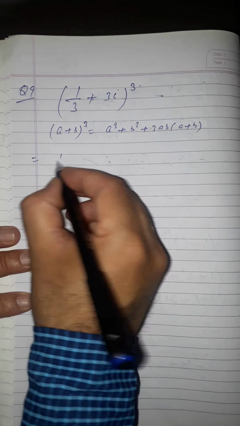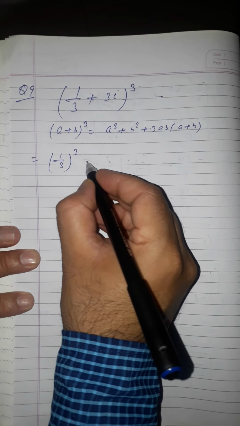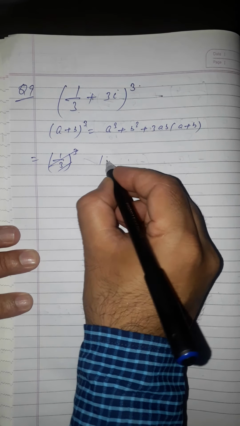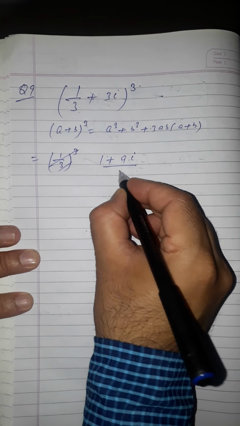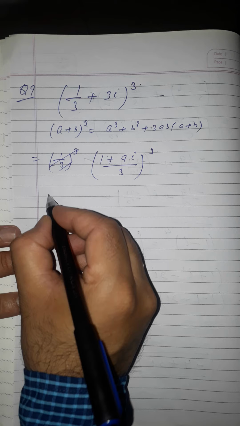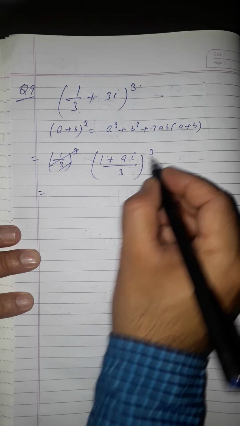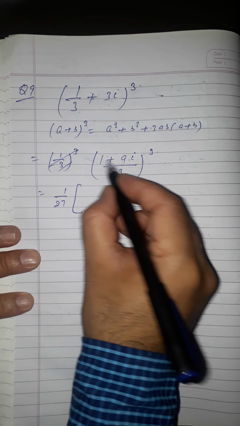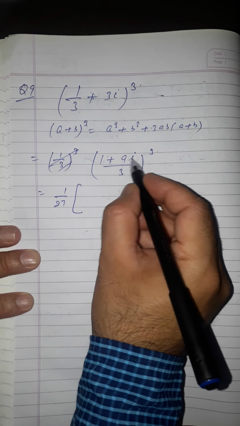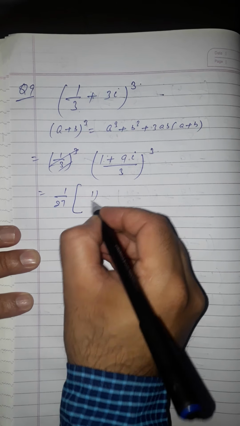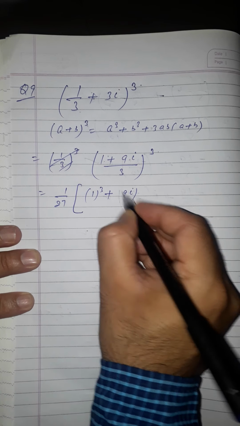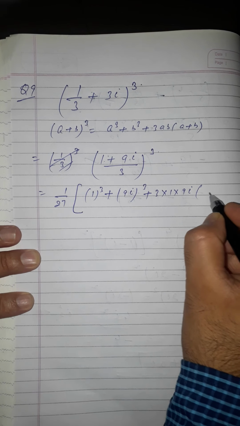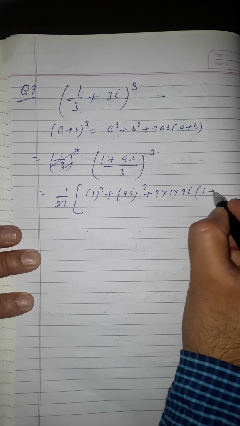So this is (1/3)... whole cube. What you can do, students, is take the LCM to make it easier. So this will come as (1 + 9i) upon 3 whole cube, right? Because this 3 has a cube, we can take it outside, that is 1 by 27 outside. Now here this is 1 plus 9i. On that we will apply this identity, that is 1 cube plus (9i) cube, students, plus 3 into a into b, that is 9i, into (a + b), that is (1 + 9i).